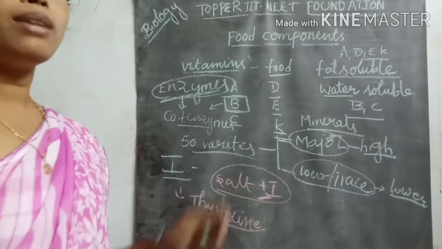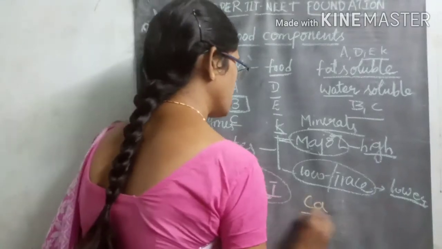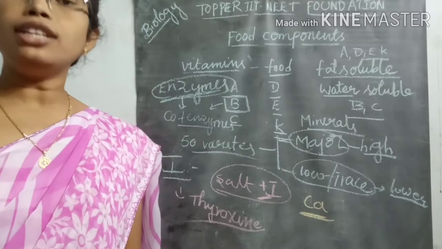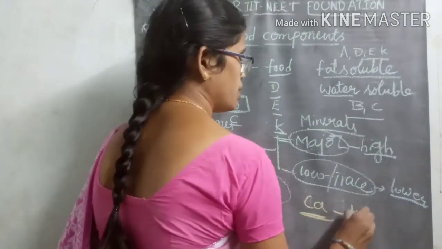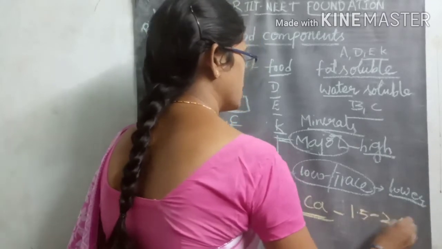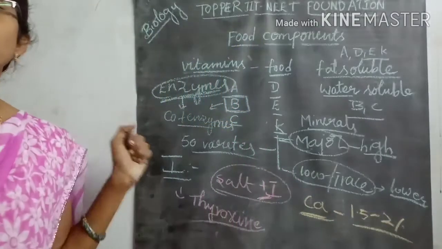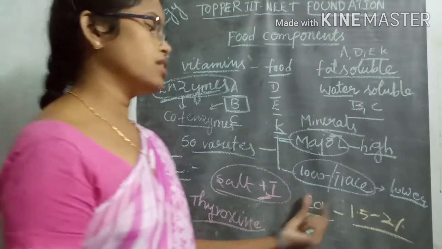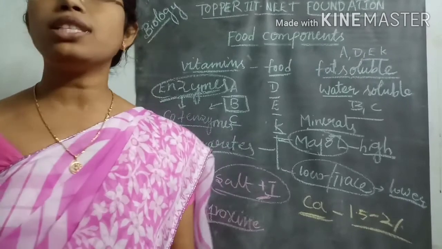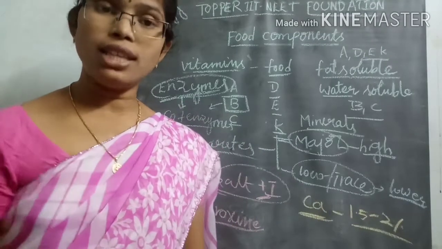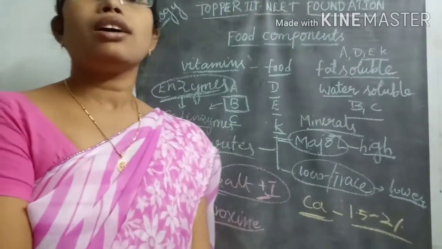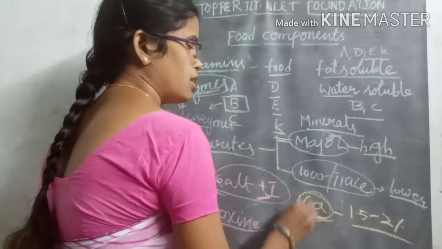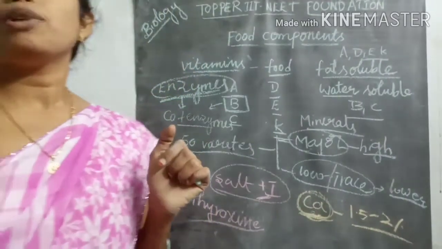Another important mineral present in nature is calcium. This calcium is required by our body daily, 1.5 to 2%, and it is very necessary for our body growth. In our body, muscle strength and bone growth are obtained by the presence of this calcium only.